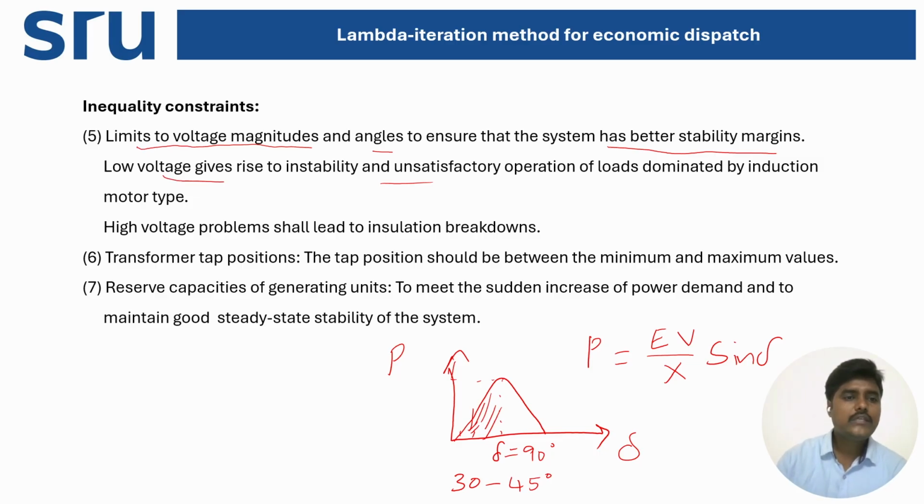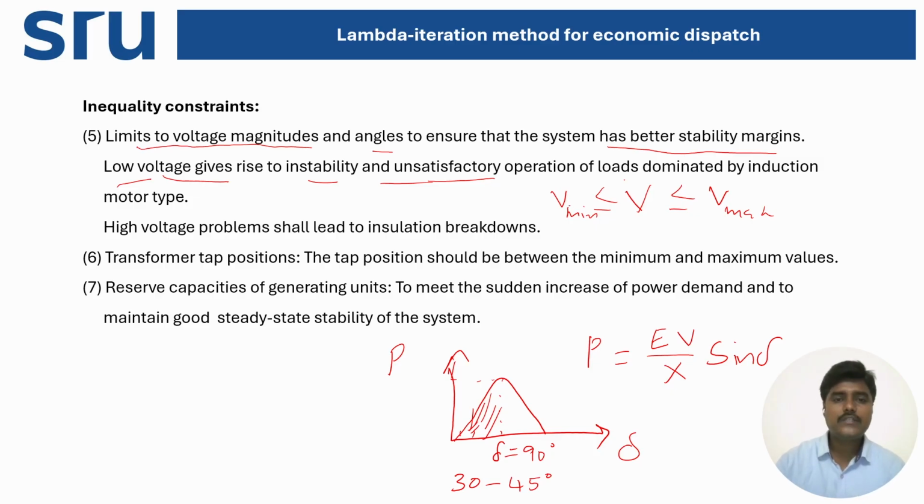And the low voltage gives rise to instability and unsatisfactory operation of loads dominated by induction motor type. Suppose if any load is supplied with low voltage, then the loads cannot operate satisfactorily, because each and every load will require sufficient voltage for better operation. So here you have to understand that the voltage should be greater than its minimum value and less than its maximum value. Just like how we maintain active power within the limits, you have to also maintain the voltage within the limit.